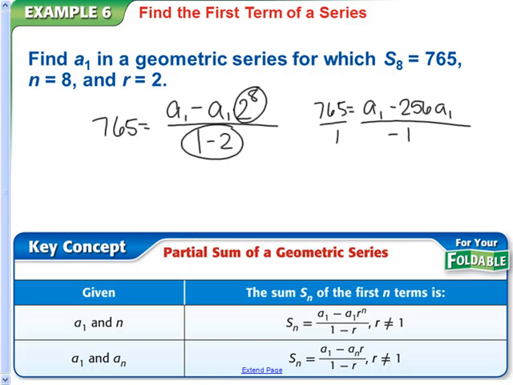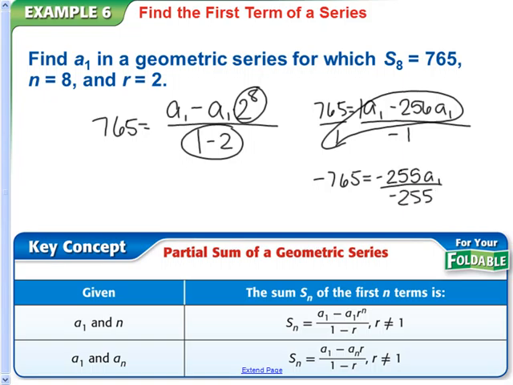Okay, I could put this over 1 and cross multiply. And so I would get negative 765 equals 1 times that. But also, I can combine the top two terms together, because 1 minus 256 would be negative 255 a sub 1. Divide both sides by that. And a sub 1 ends up being 3.